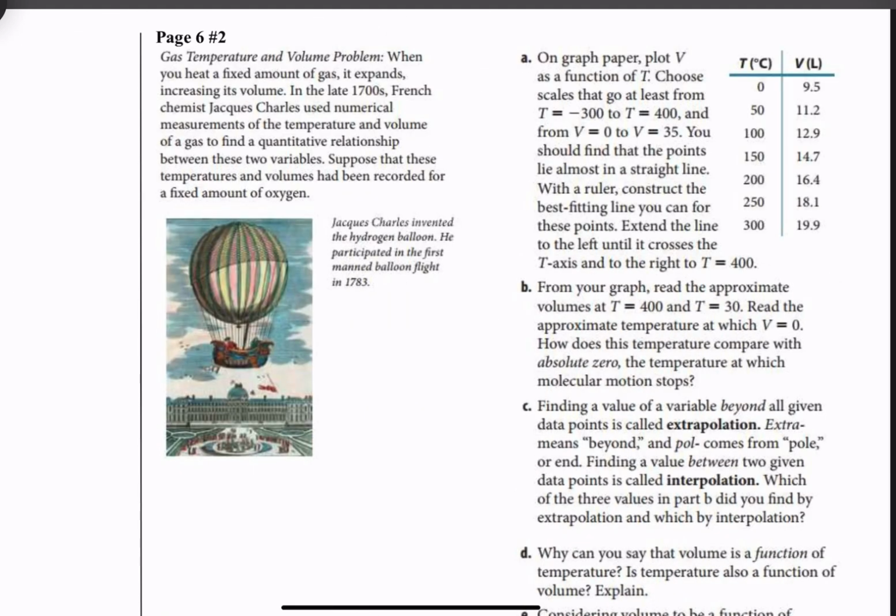I copied problem number 2 out of your textbook, so let's go through that problem. It's about gas temperature and volume, and when you heat a fixed amount of gas, it expands, increasing its volume. In the late 1700s, French chemist, I'll call him Jacques Charles, used numerical measurements of the temperature and volume of a gas to find a quantitative relationship between these two variables. Suppose that these temperatures and volumes have been recorded for a fixed amount of oxygen. And I can see the numerical representation of this data over here in this table. So we're going to end up using that.